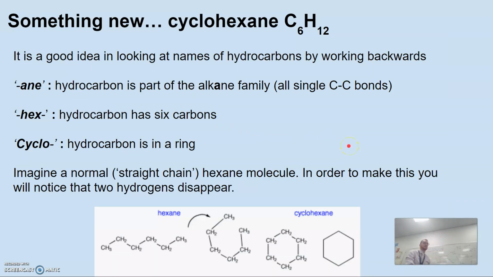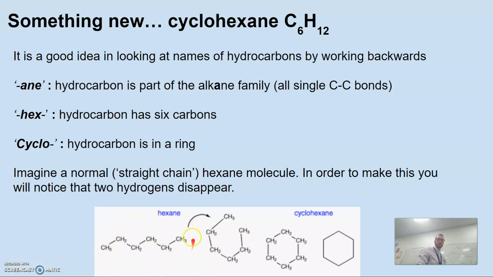Something new, cyclohexane. Cyclo referring to a ring, hex meaning 6, ane referring to all single carbon-to-carbon bonds. Cyclohexane has the same number of carbons as hexane, but has 1 degree of unsaturation, because in order to close the loop we lose 2 hydrogens. The terminal ends are CH3, and we lose 1 hydrogen from each of those to complete the loop. So it has the formula C6H12, whereas normal hexane is C6H14. Cool?